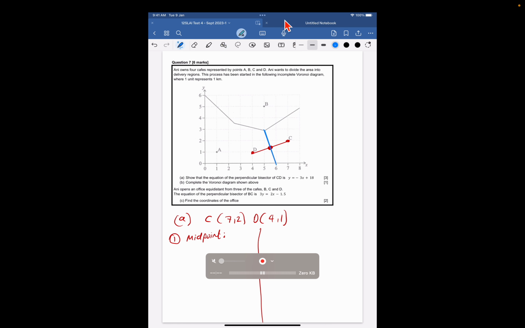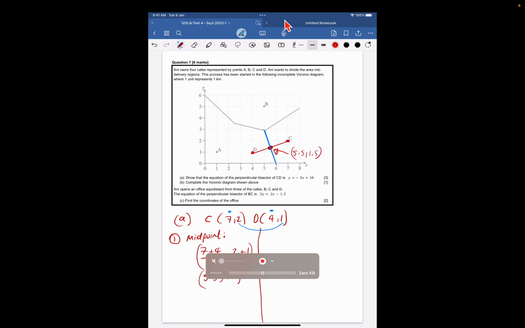start with. So midpoint is we add together the x coordinates and then we add together the y coordinates, and then we find the average. This is the formula given in the formula book. 7 plus 4 divided by 2 is the x coordinate, and the y coordinate 2 plus 1 divided by 2. This is m, the midpoint, and the midpoint is at 5.5, comma 2 plus 1 is 3 divided by 2 is 1.5. So that's this guy here.